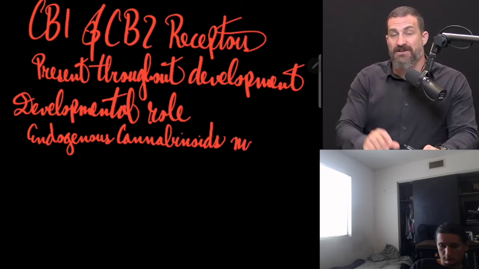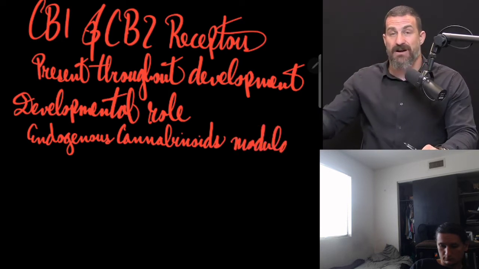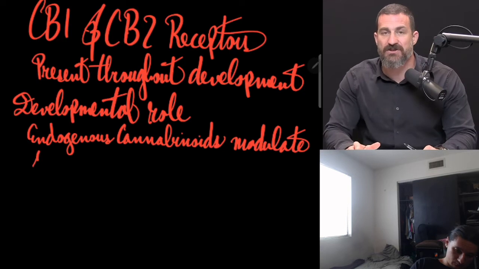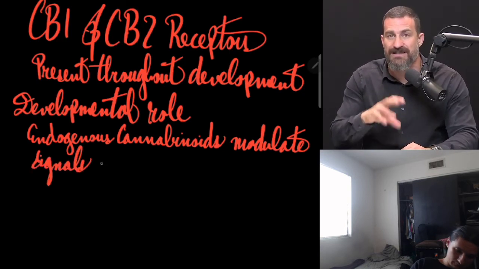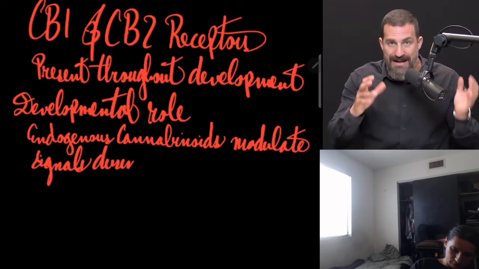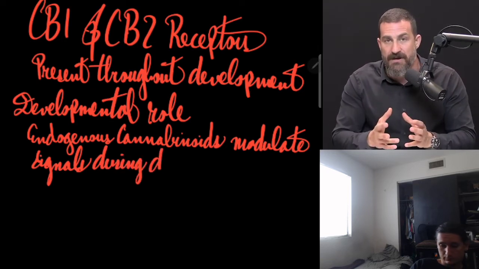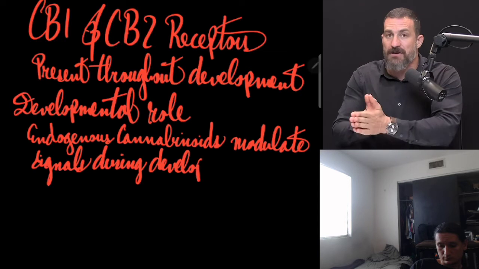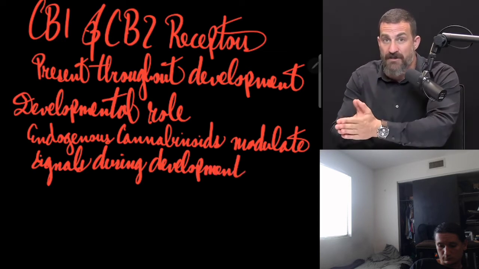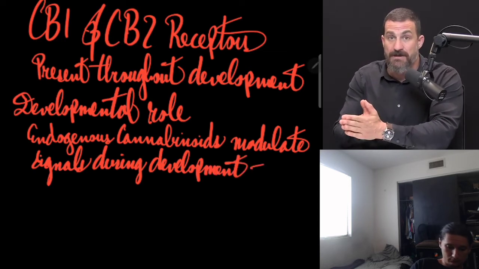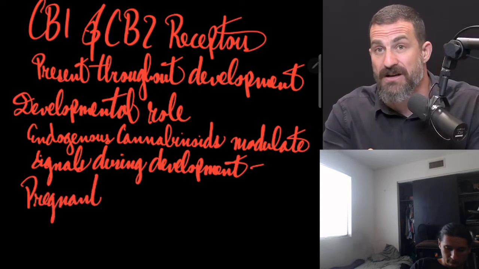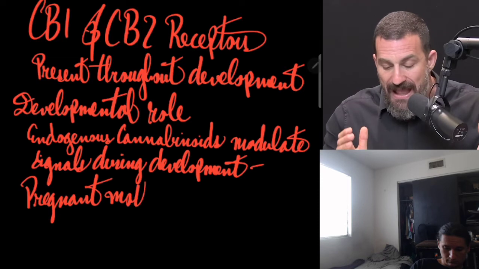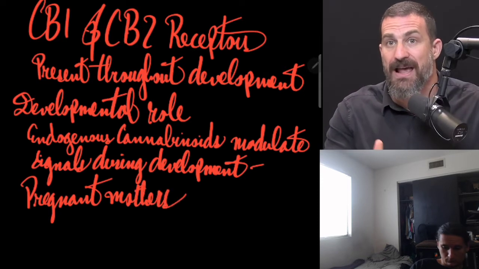And levels of endogenous cannabinoids actually go down across development. I find this really interesting. What this means is that endogenous cannabinoids and activation of the CB1 and CB2 receptors are an integral part of neural development. And this is going to become especially relevant in considering whether or not pregnant mothers should or should not use cannabis or CBD.